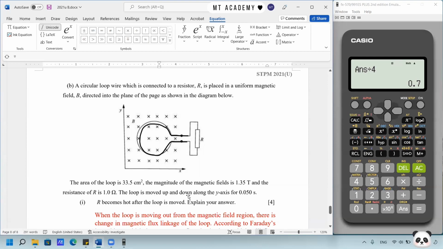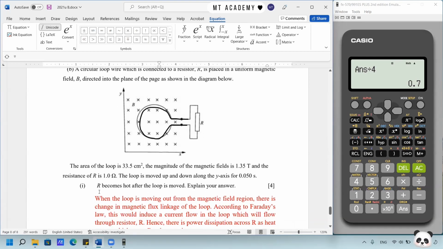The loop is moved up and down along the y-axis for 0.05 second. So for this question, I feel there's a little bug in the language. We do not understand what is meant by the loop is moved up and down. So let's try and answer the first question first. R becomes hot after the loop is moved.